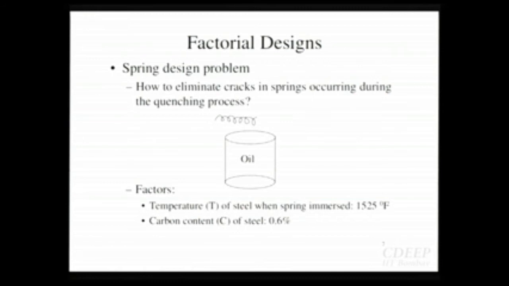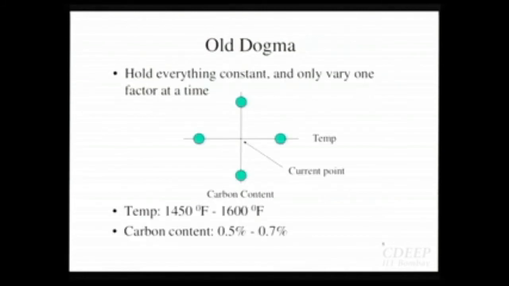The natural thing would be, I will keep carbon at 0.6% and increase the temperature, collect data, then decrease the temperature, collect data. Similarly, I'll keep the temperature at its default and increase or decrease the carbon content and collect data. From that I try to figure out the effect of increasing or decreasing temperature on cracking, and similarly for the carbon content.